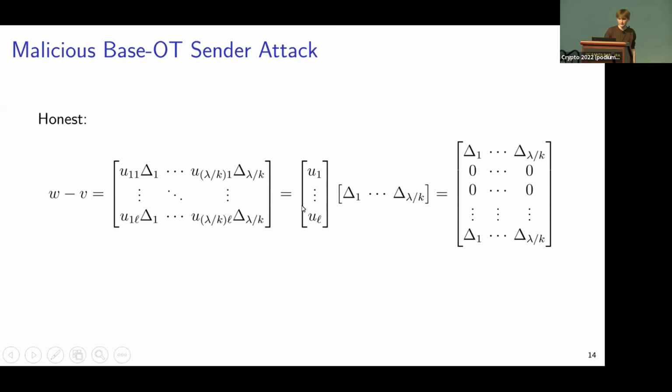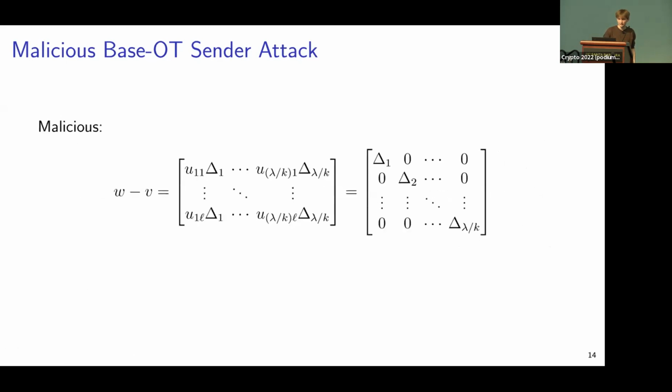However, if they de-randomize the u's incorrectly, then they could get something else. In particular, since they can de-randomize them to be whatever they want, they could de-randomize them to be an identity matrix. So then on the diagonal, the first row of w minus v only depends on delta 1, the second one only depends on delta 2, and so on.